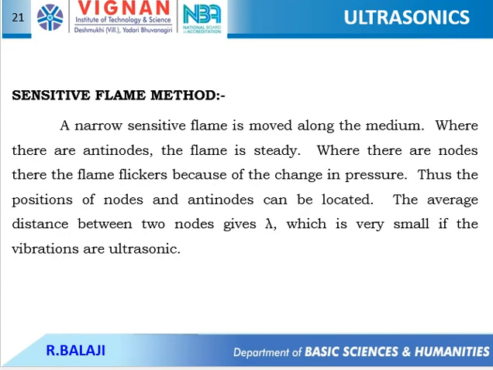The second one is the sensitive flame method. A sensitive flame is moved through the medium generated by the source. Where there are antinodes, the flame is steady. Where there are nodes, the flame flickers because of the change in pressure. Thus, the positions of nodes and antinodes can be located. The average distance between two nodes gives lambda, which is very small if the vibrations are ultrasonic.